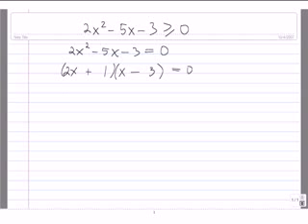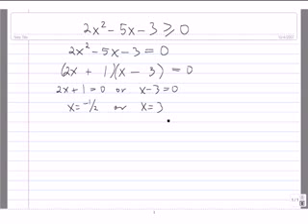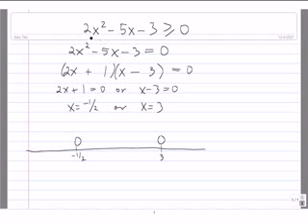So from this we use the zero product property. So we know 2x plus 1 has to equal 0, or x minus 3 is 0. So x equals negative 1/2, or x equals 3. So we plot these two values on the number line. We have negative 1/2 over here. We put a 0 up there to denote that the function is 0 there. And we put a 3 here. Again, use a 0 to denote that the function 2x squared minus 5x minus 3 is equal to 0 there.